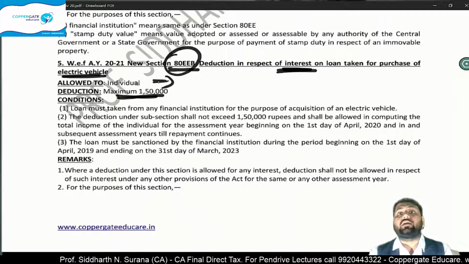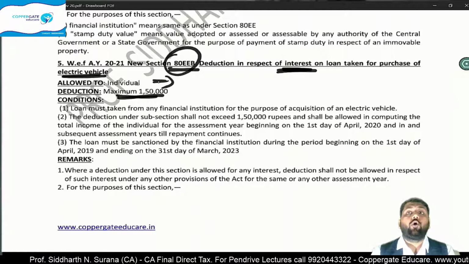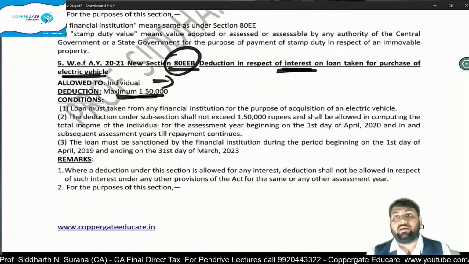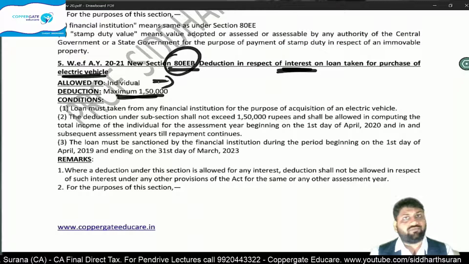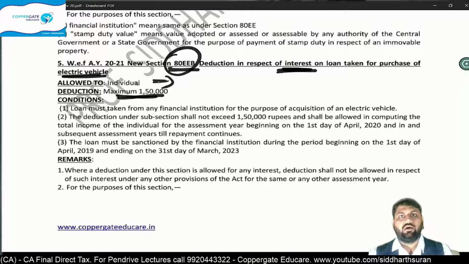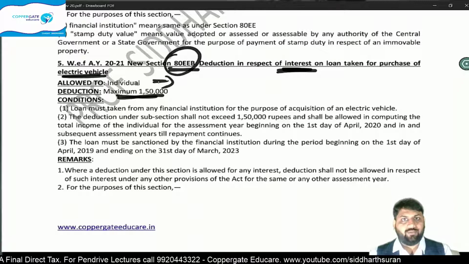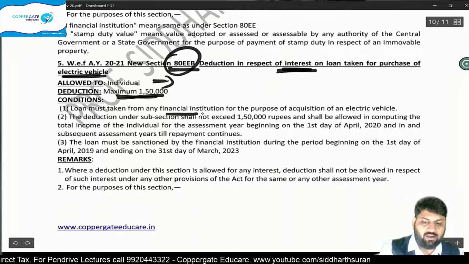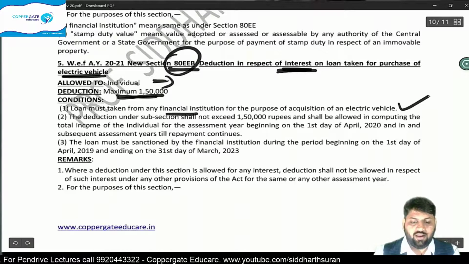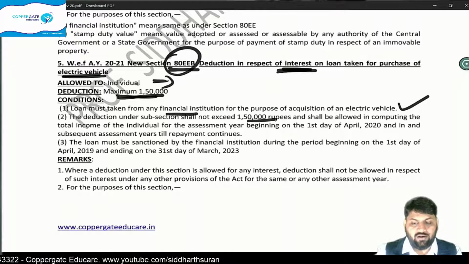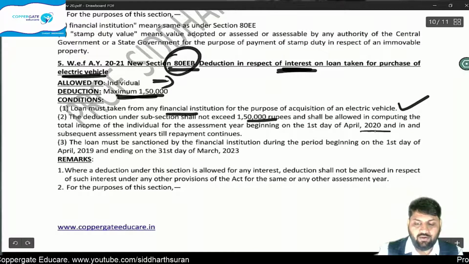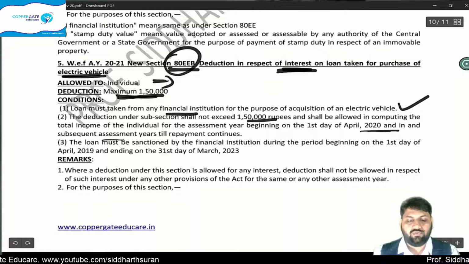So 80EEA is interest on home loan and 80EEB is interest on loan taken for purchase of electric vehicle. The limit of deduction for both sections is the same, up to a maximum of 1,50,000. So loan should be taken from a financial institution for purchase of electric vehicle, maximum 1,50,000. And as a clarification, the deduction shall not exceed 1,50,000 and shall be applicable from assessment year 2021.